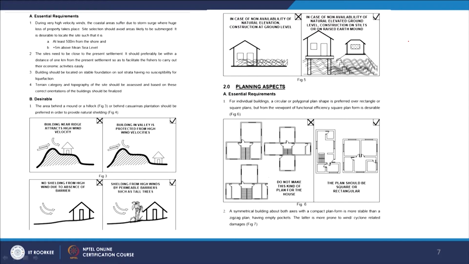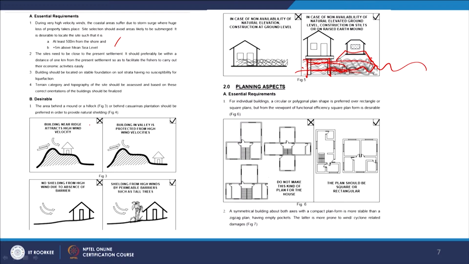And similarly, they also talk about the CRZ regulations, the implication of the CRZ, which is the Coastal Regulation Zone implication. They talk about at least 500 meters from the shore and plus 5 meters from the mean sea level. So either you improve the height of the plinth of the building so that if the water comes, if there is a tsunami, at least this will be taken care of.